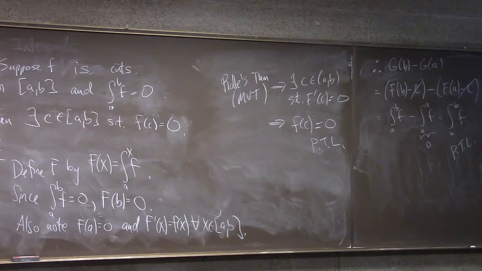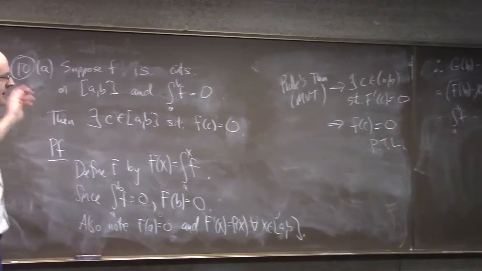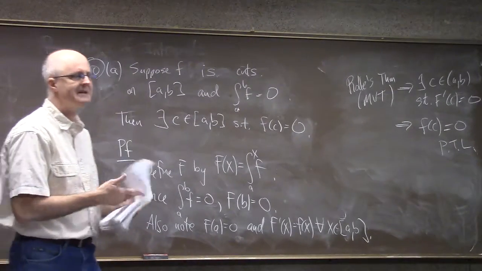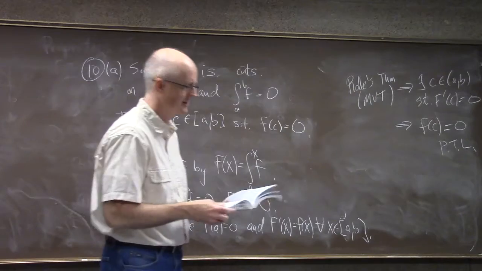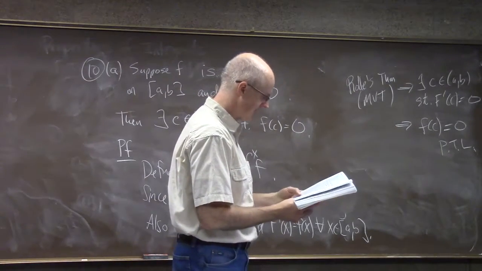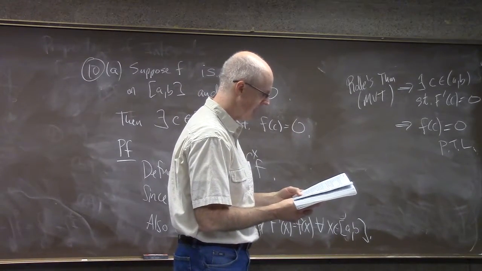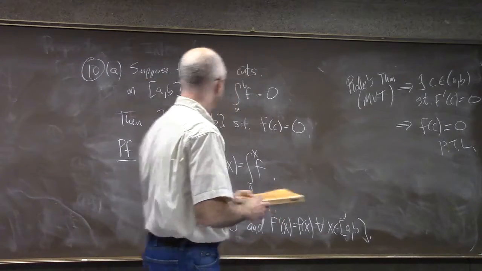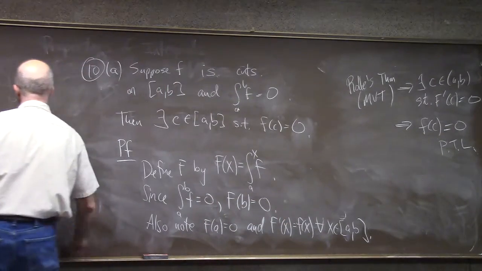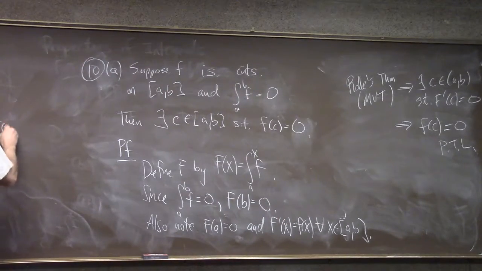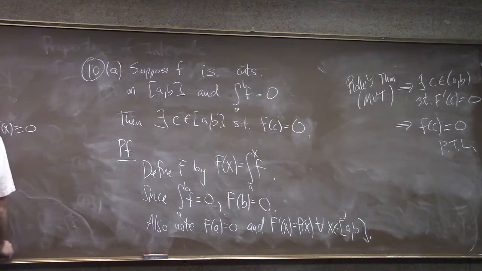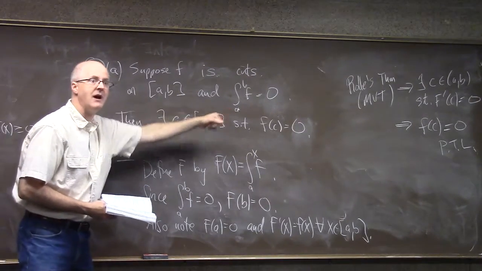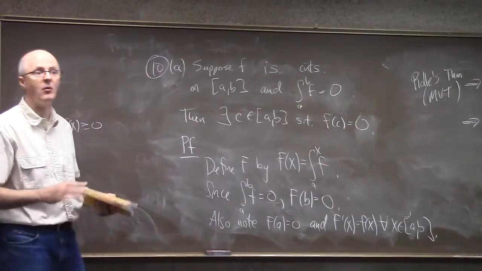Part B, I guess I technically assigned but didn't give you a key for as well, 10b. The key is there now. Part B says if little f is continuous and non-negative over the interval, non-negative means greater than or equal to 0, then the fact that the integral is 0 implies the function itself must be always 0.